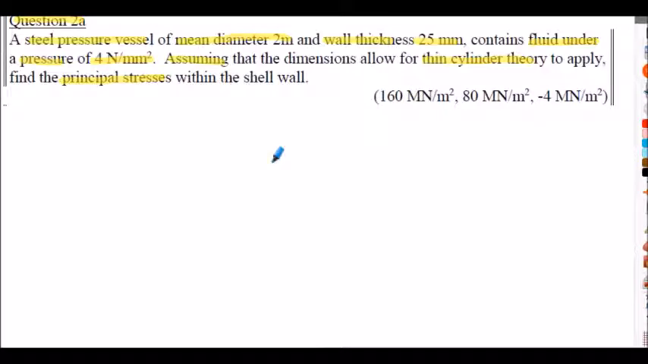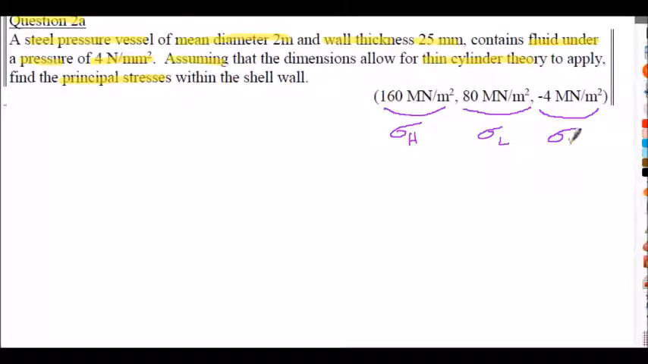Now when they say the principal stresses, they mean to find the longitudinal stress, and in the question they've actually got the radial stress as well, because the radial stress is a principal stress. So that's what they're showing here. This is the hoop stress in the answers. This is the longitudinal stress. You can see it's half the hoop stress. This is actually the radial stress, which we don't normally bother with.